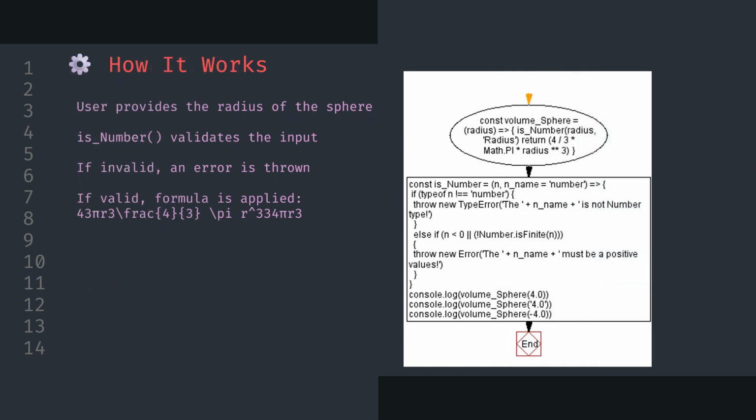Now let's see the flow. The radius goes into the function. The isNumber function checks it. If it is not a valid number or it's negative, we throw an error right away. If everything checks out, the formula runs and returns the volume. This step-by-step structure keeps the code safe and easy to debug.